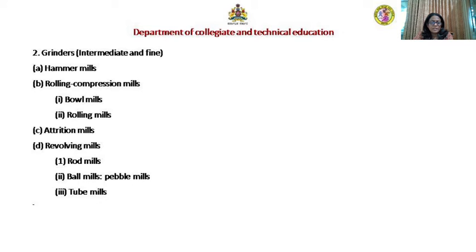So this is the second category under the classification. We have grinders which give intermediate and fine particles. We have equipments like hammer mills, then rolling compression mills. Under that, two types of rolling compression mills, bowl mills and roller mills. Then finally we have attrition mills, then revolving mills such as rod mills, ball mills, pebble mills, tube mills. That is the second group.